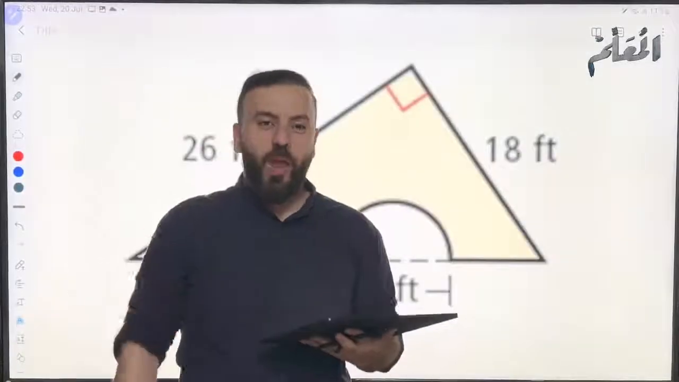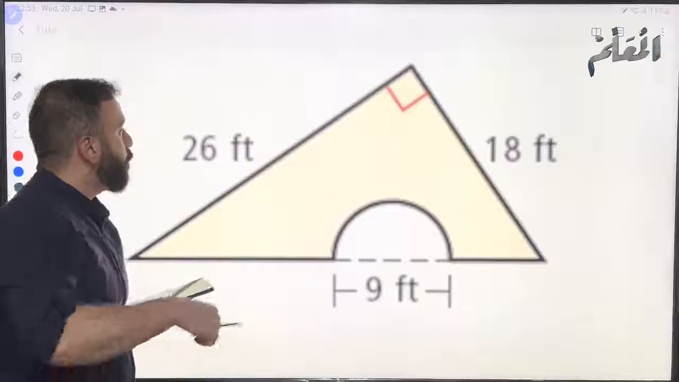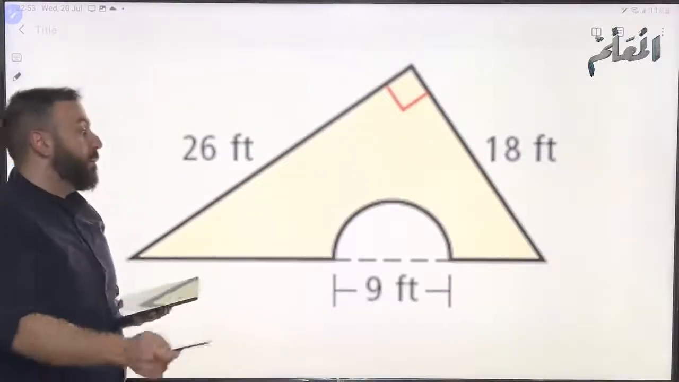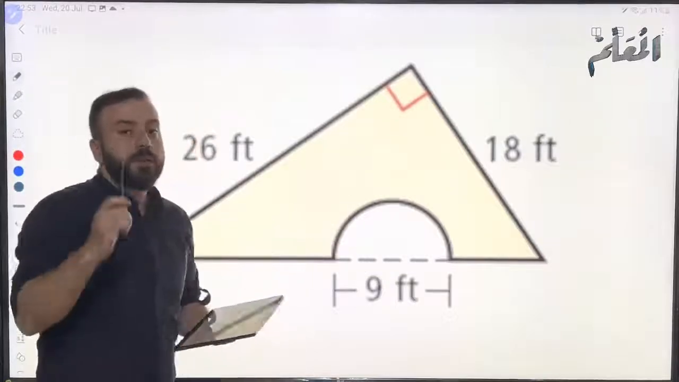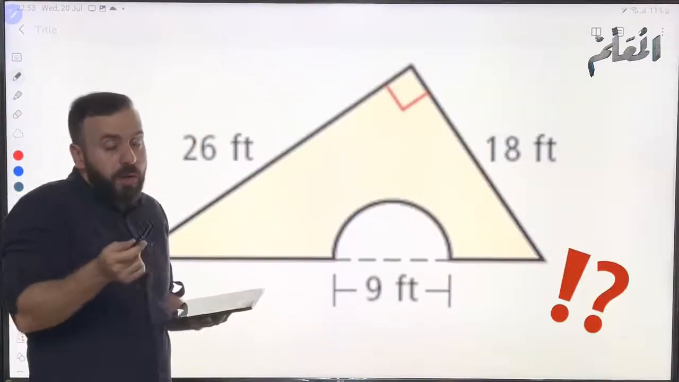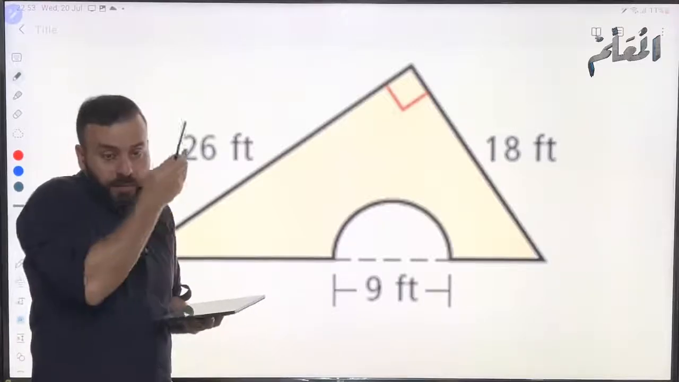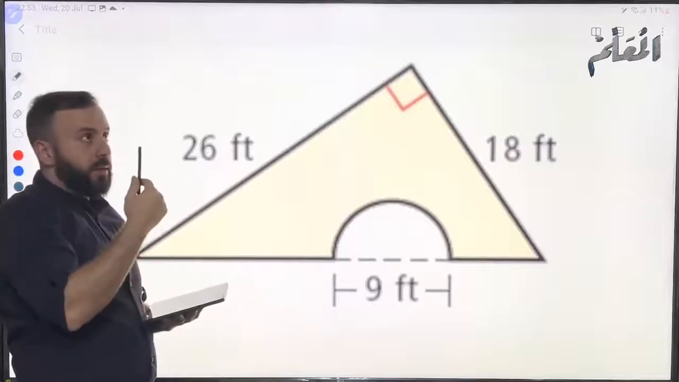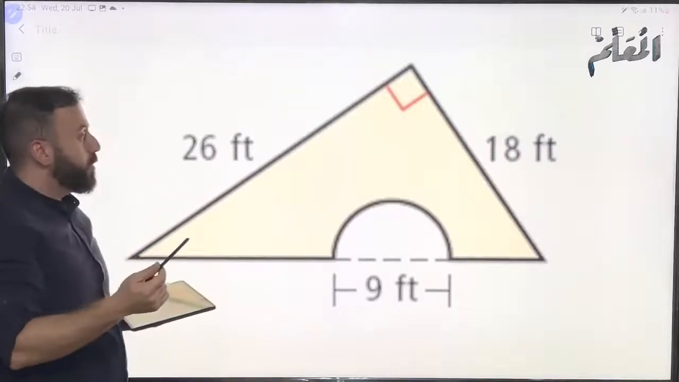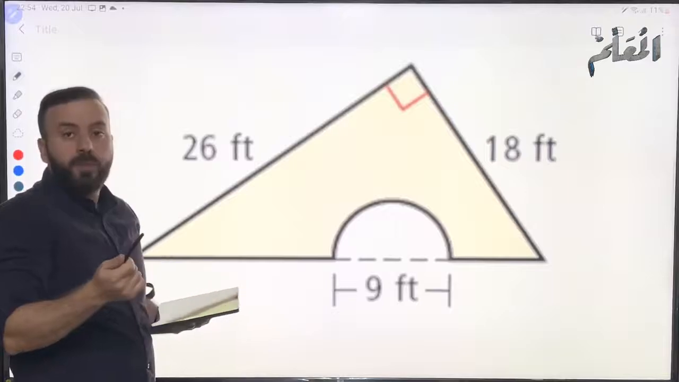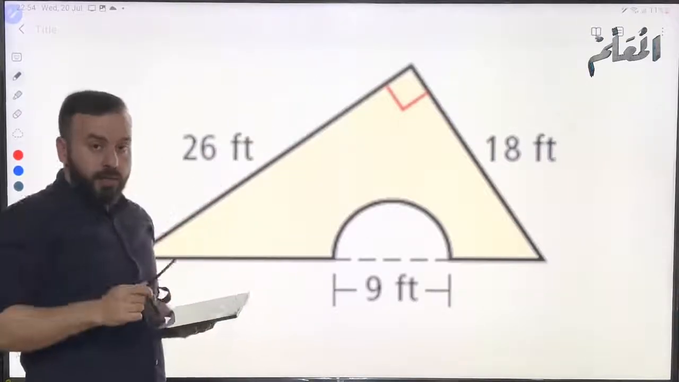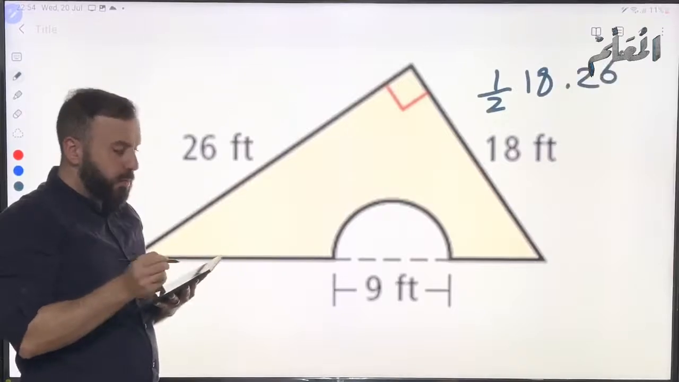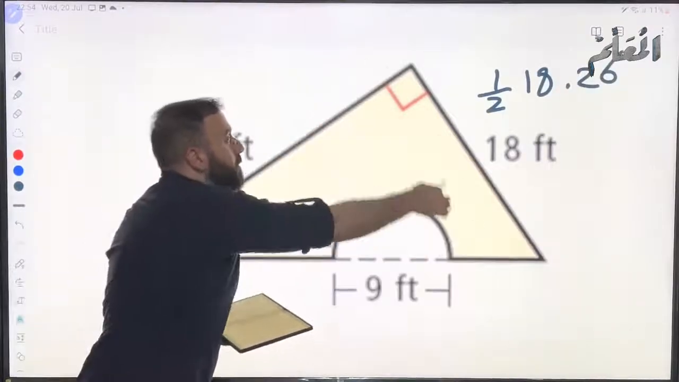Again, guys, question 5. So the question here is a triangle with a semicircle, but I want to calculate the shaded area. But the semicircle makes a problem for me, so what shall I do here? I shall take it out. So taking it out is like doing subtraction in math. So what to do? We calculate the area of the triangle totally, which is half times 18 times 26. This is the base and this is the height.